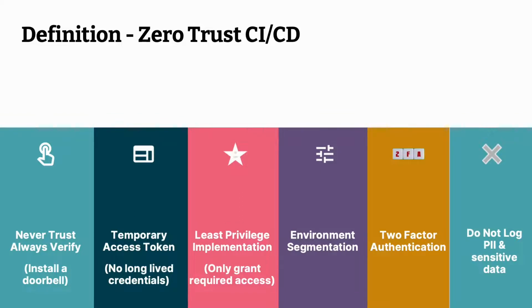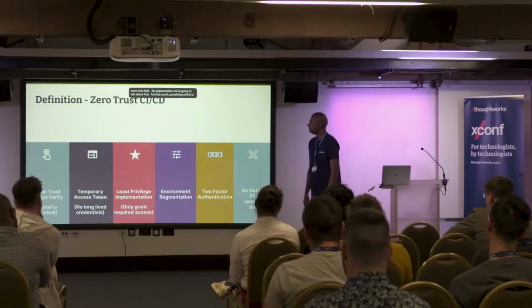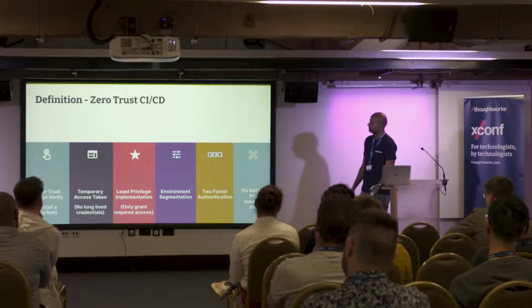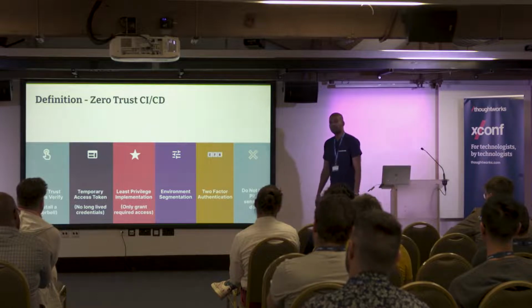The second thing, temporary access token. No long-lived credentials. I'll grant you access, but as soon as you finish, your access is revoked. And next time, if you connect to my system, you're going to request access again. Least privilege implementation, only allow you what you need to do, not more than that. Environment segmentation, we're going to talk about that. Another part, two-factor authentication, something which is pretty basic, but unfortunately we were missing it. And the last thing, do not log PII, personal identifiable information, and sensitive data in the logs. And that's the definition, these 6 things which make the definition of zero trust CI/CD for us.